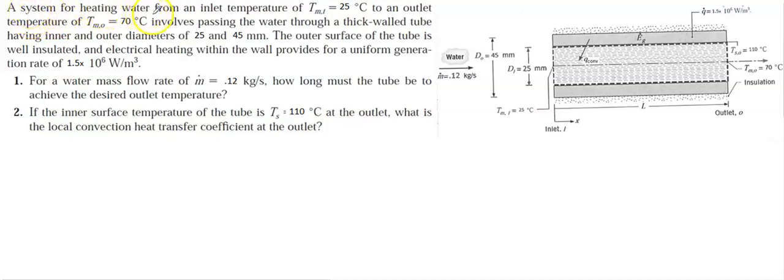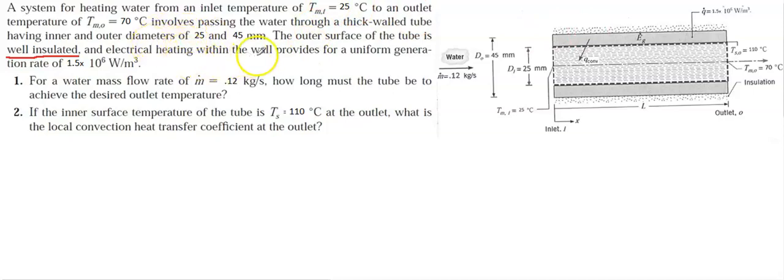A system for heating water from an inlet temperature, which is given as 25 degrees centigrade, to an outlet temperature of 70. It involves passing the water through a thick walled tube having inner and outer diameters of 25 and 45. The outer surface of the tube is well insulated. So look here, the outer surface of the tube is insulated. Keep in mind this information. This outer surface is insulated because it wants to prevent the heat transfer.